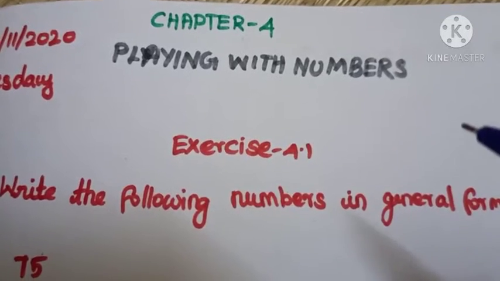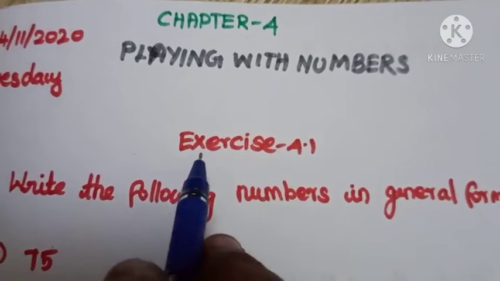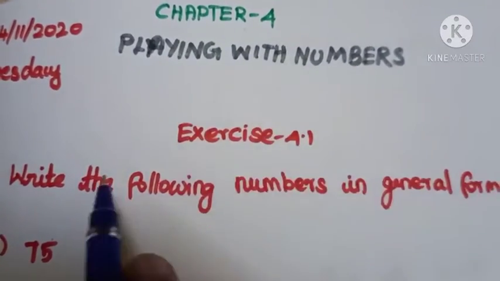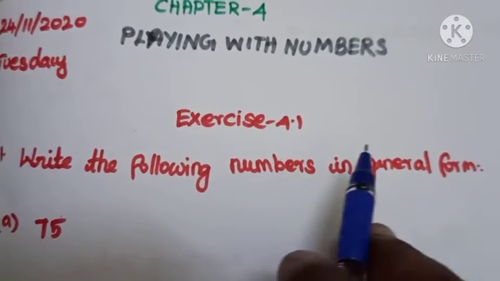Find out the alphanumerals in addition, subtractions, everything. So today we move on to exercise 4.1, the first exercise of chapter number 4. First question: write the following numbers in general form.